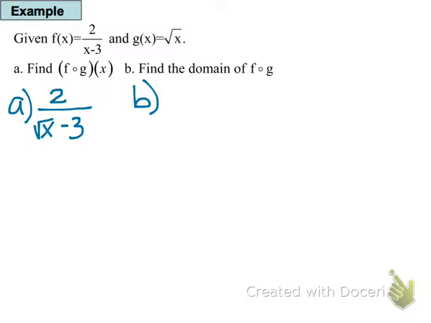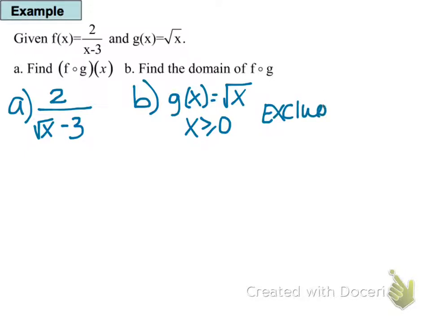The first thing we want to do is go ahead and look at the g of x, our inside function. And we want to talk about the domain of g of x. Now, g of x is the square root of x, so we know all of our x's have to be greater than or equal to 0. That means if we want to think about what we're going to exclude, we're going to exclude everything that is less than 0, meaning all of our negative numbers.